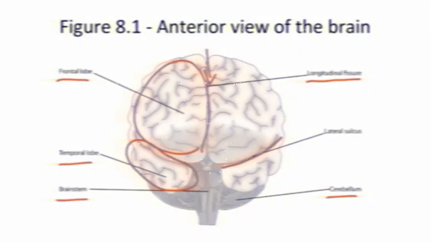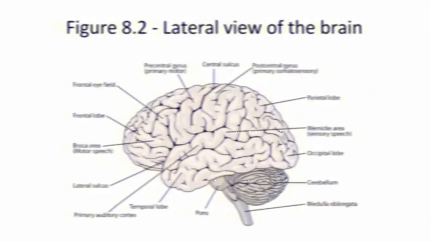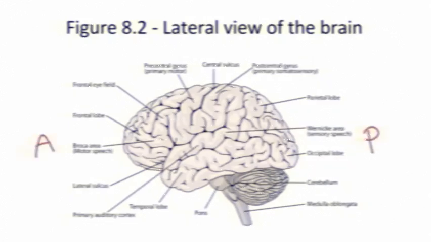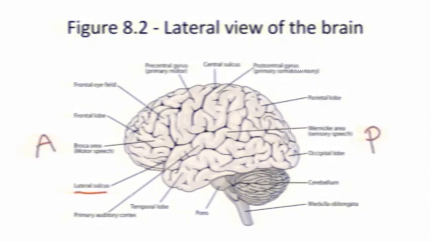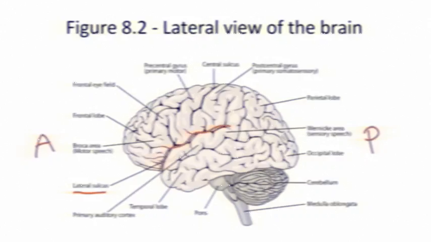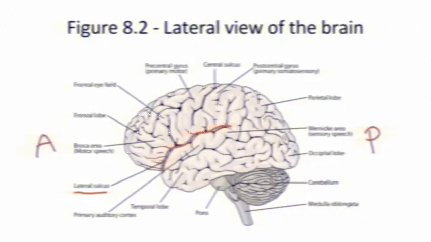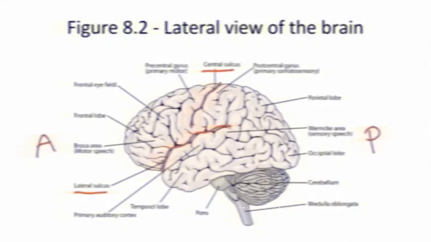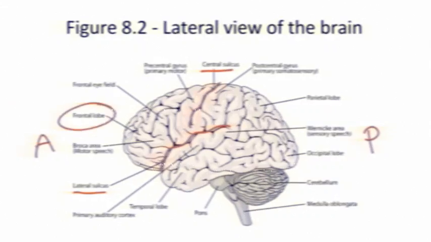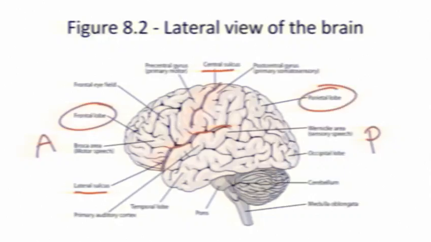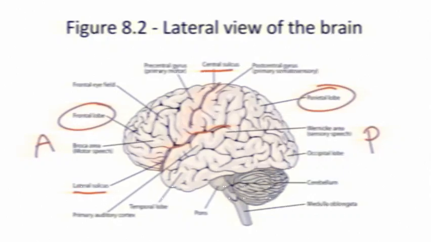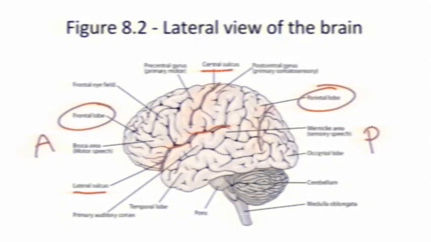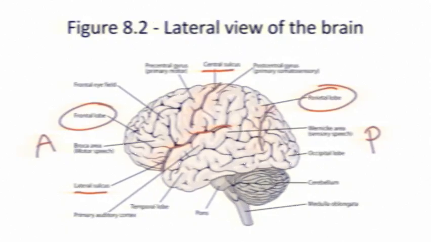Okay, let's look at a lateral view of the brain. This is figure 8.2, which is a lateral view of the brain. This is posterior and this is anterior. Again, this is the lateral sulcus right here, and it can be easily seen from this lateral view. We can also see the central sulcus right here, which separates the frontal lobe from the parietal lobe. Finally, the parieto-occipital sulcus is hard to see in this image, but it's approximately right here, and it separates the parietal lobe from the occipital lobe.